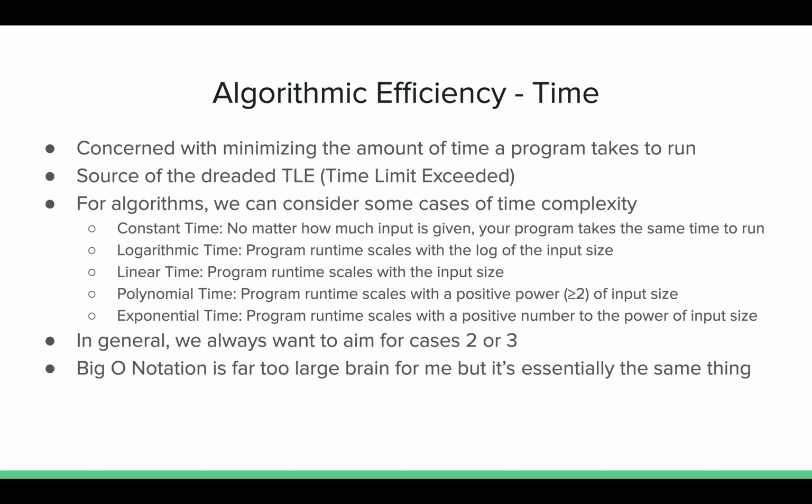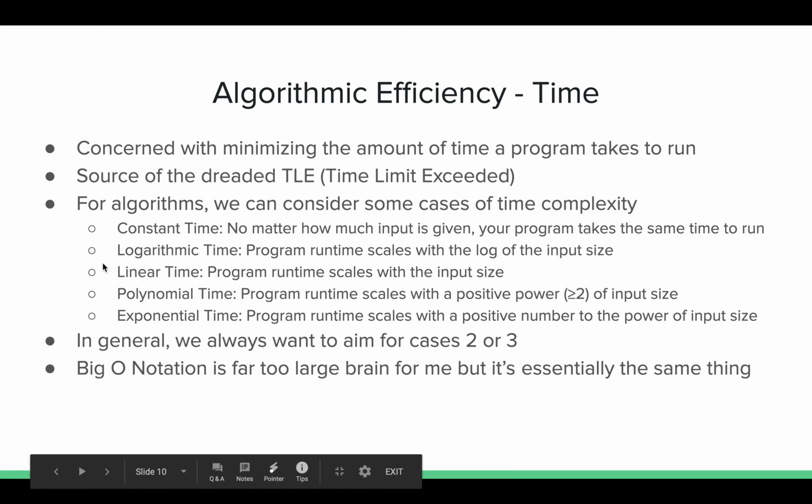I can give you an example. If your input got 10 times longer, the program would take 1,000 times longer to run. But if it got 20 times longer, your program would take 1,000,000 times longer to run. So this is obviously really bad and we want to avoid it at all costs. In general, we always want to aim for cases 2 and 3.